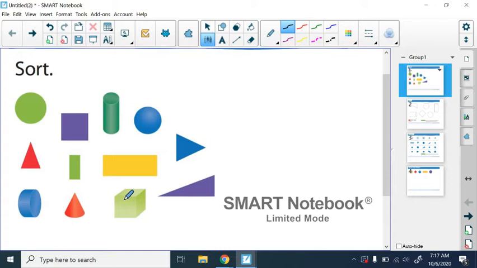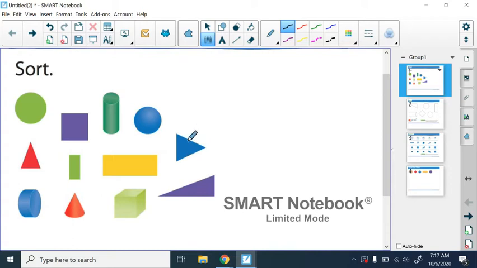Remember, when we're sorting things, that means we're putting them into groups based on how they are the same. So pause the video and tell someone near you, how would you sort these shapes? All right, did you talk to someone near you and tell them how you would sort the shapes?